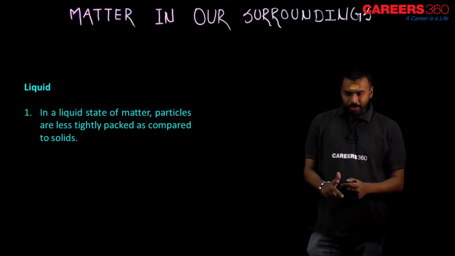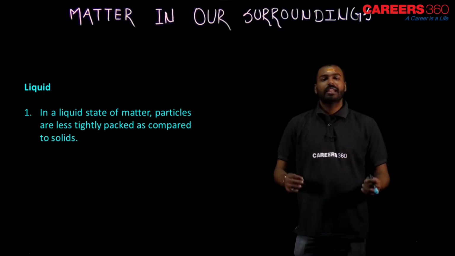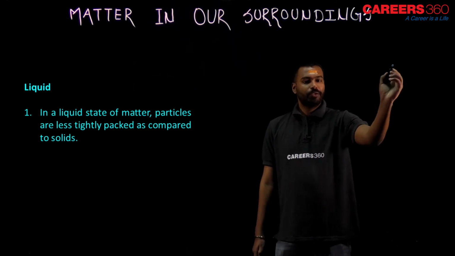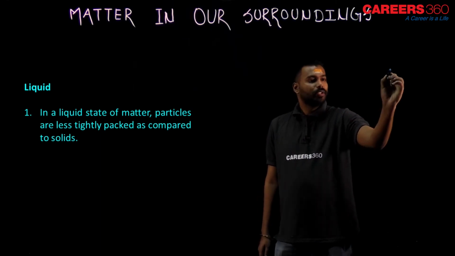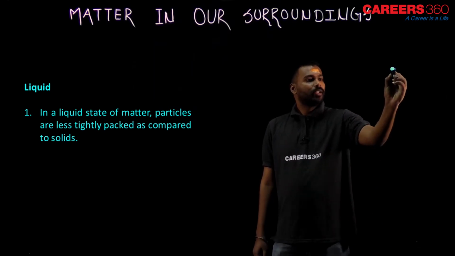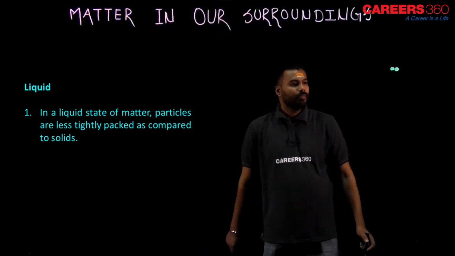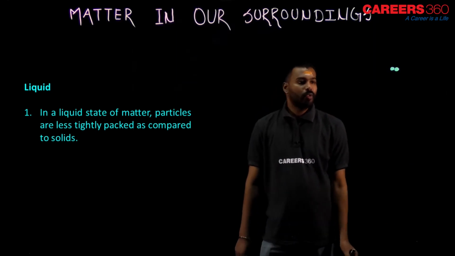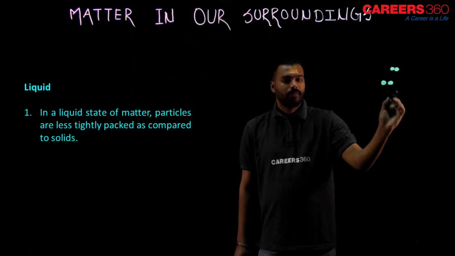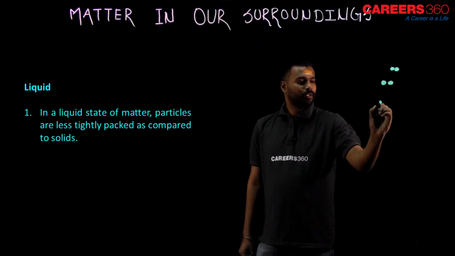Dear student, in a liquid state of matter, particles are less tightly packed. Not very tightly, less tightly, as compared to solid. As you know, suppose if you talk about the solid packing, this is any metallic ball, and this is any ball. So there is very less gap, or we can say negligible gap, between these two constituent particles. But in liquid, what happens actually, can you see some difference, and in gas there is a huge difference.